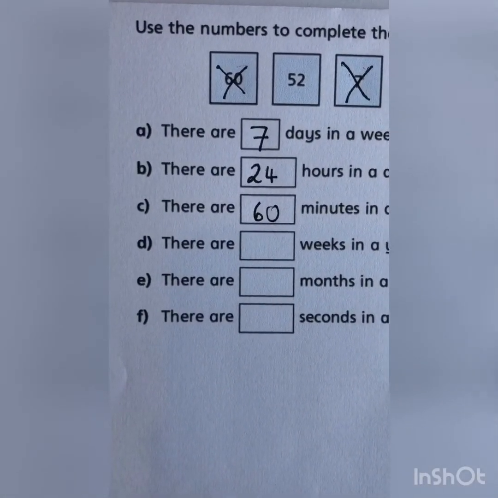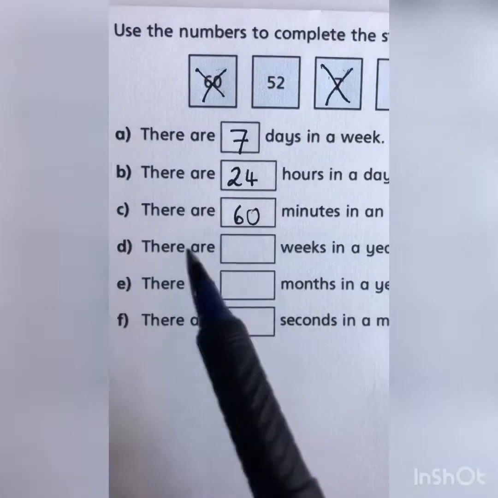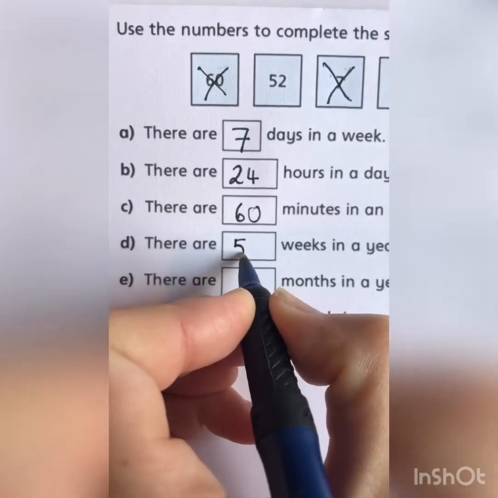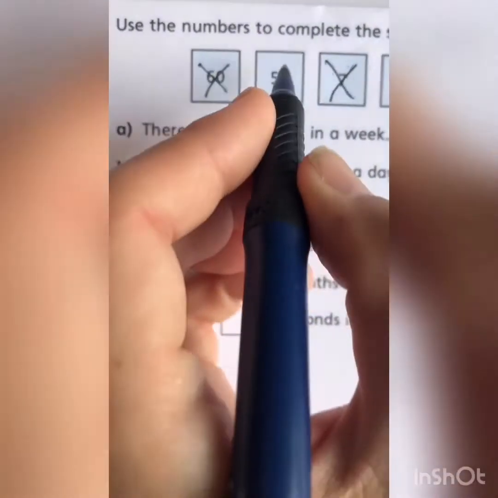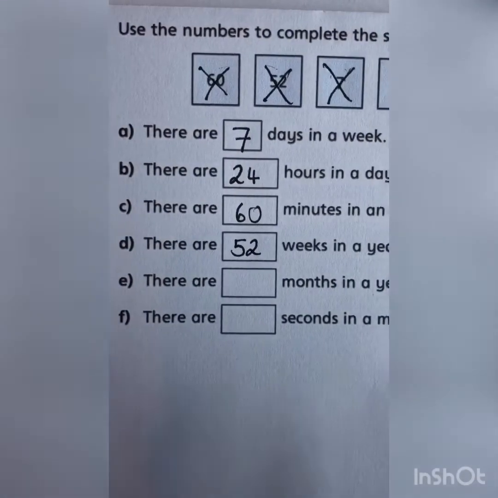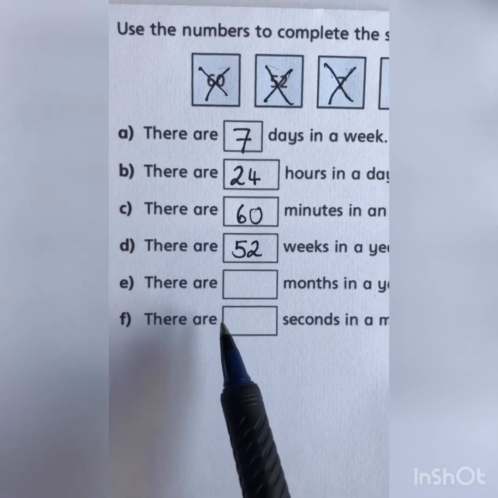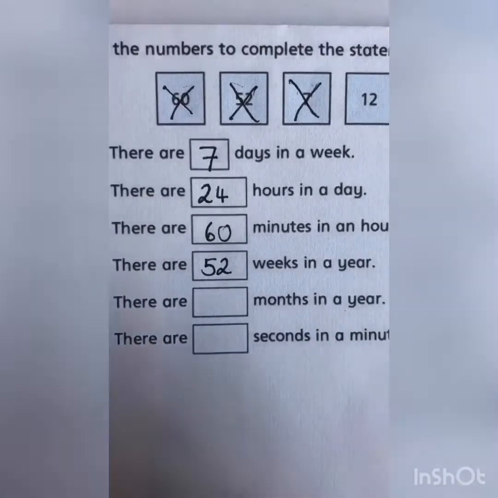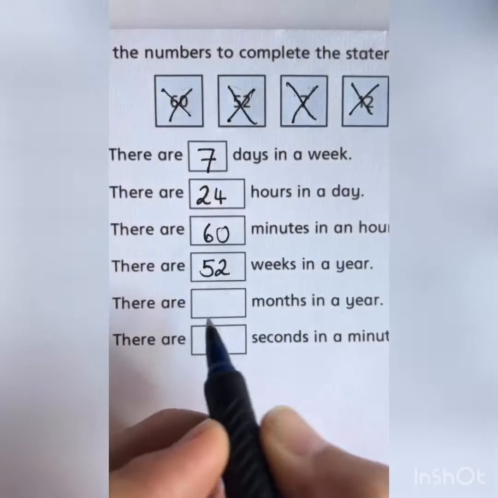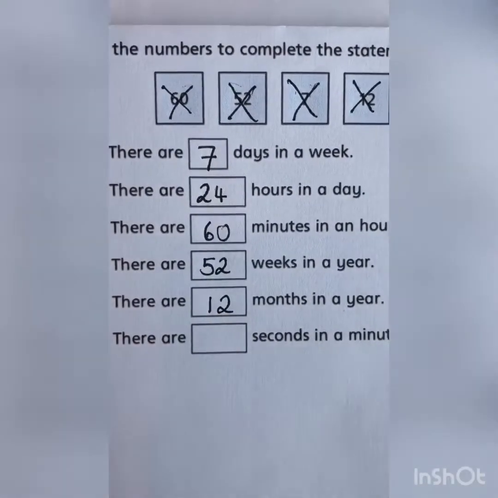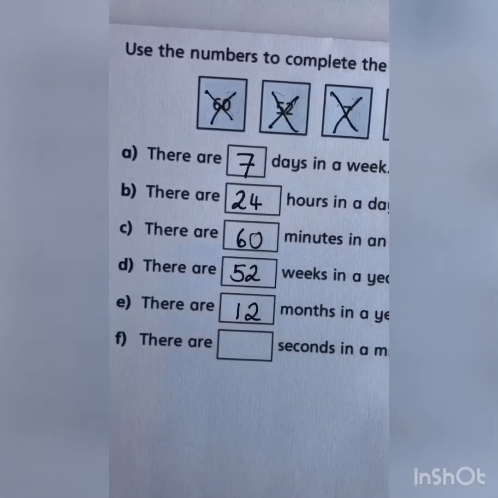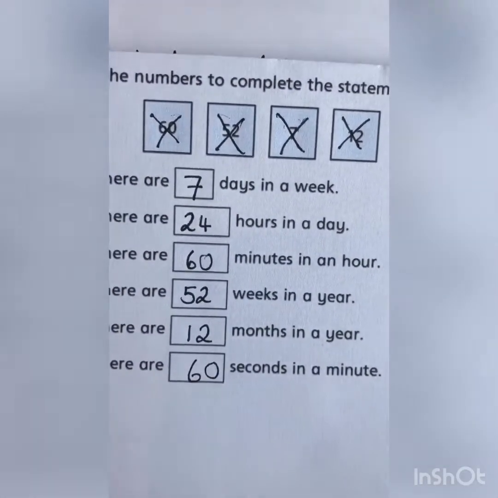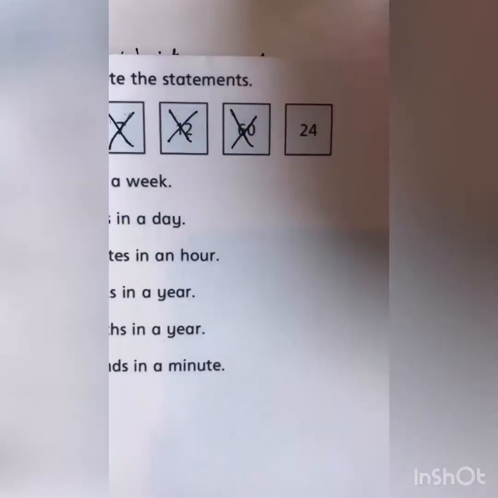Next one, how many weeks are there in a year? That one you might not know, but you need to. There are 52 weeks in a year. Okay, and there are how many months in a year? You should know that there are 12 months in a year. And finally, how many seconds are in a minute? There are 60 seconds in a minute. There's an unused box there. We don't need that one.